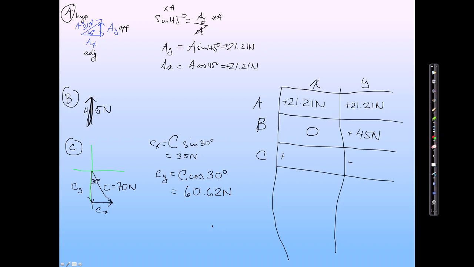Cy, again, will be negative, not because this comes out with a negative number, but because of the orientation of Cy. The 60.62 newtons that we came up with is just the length of that side. The negative comes from its orientation. It's pointed down, and as per convention, down is the negative y direction. So Cx, 35 newtons. Cy, 60.62 newtons.